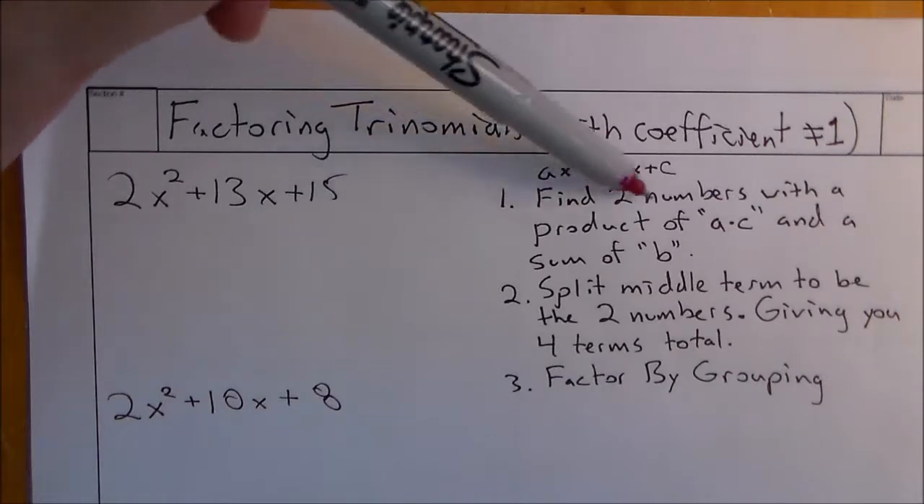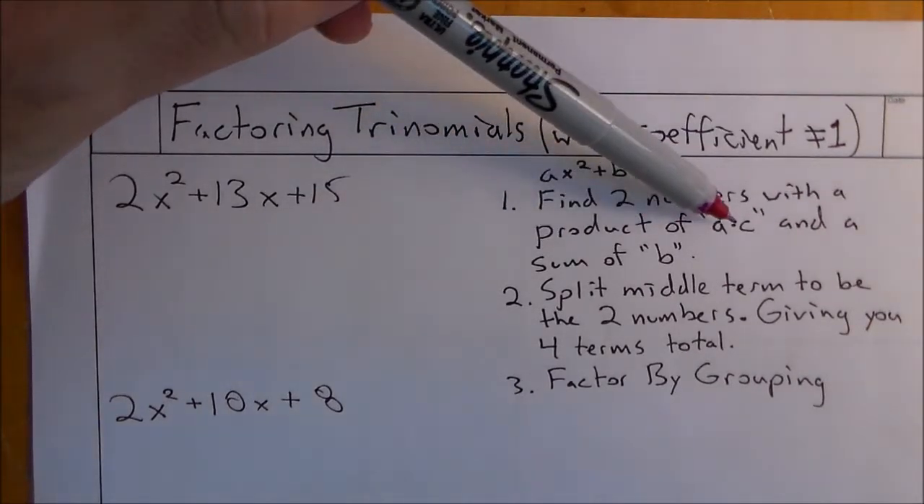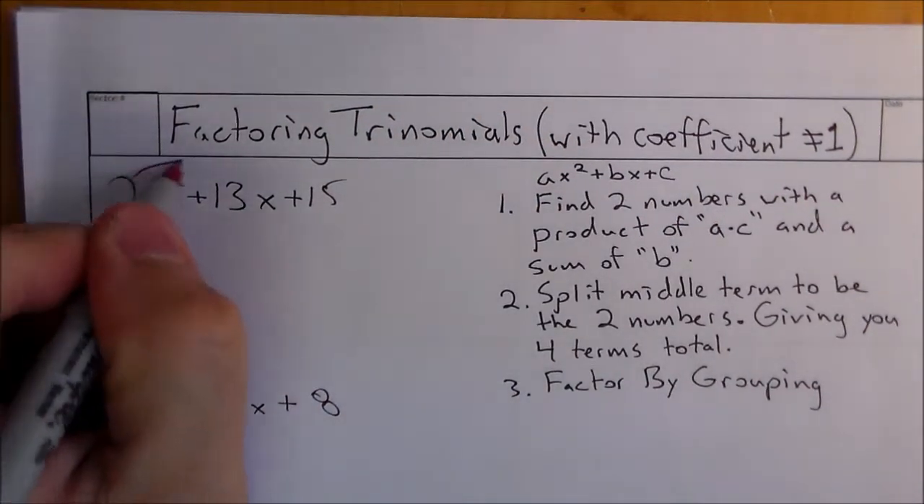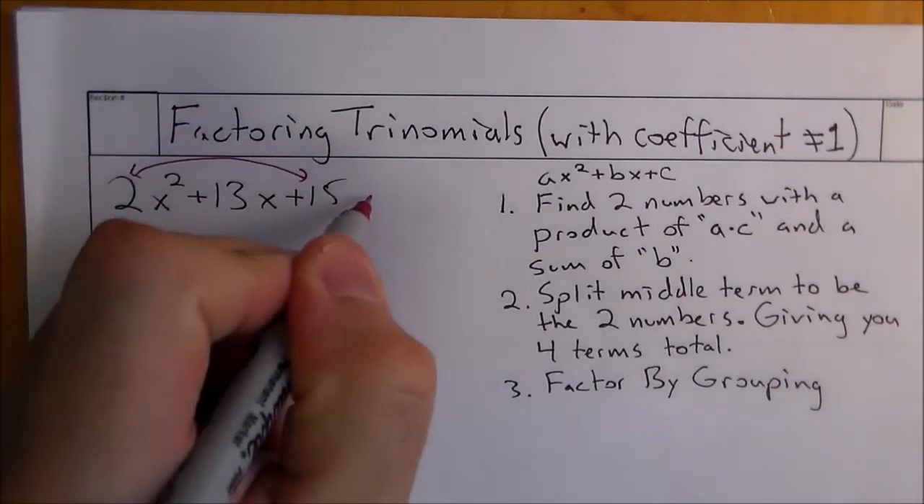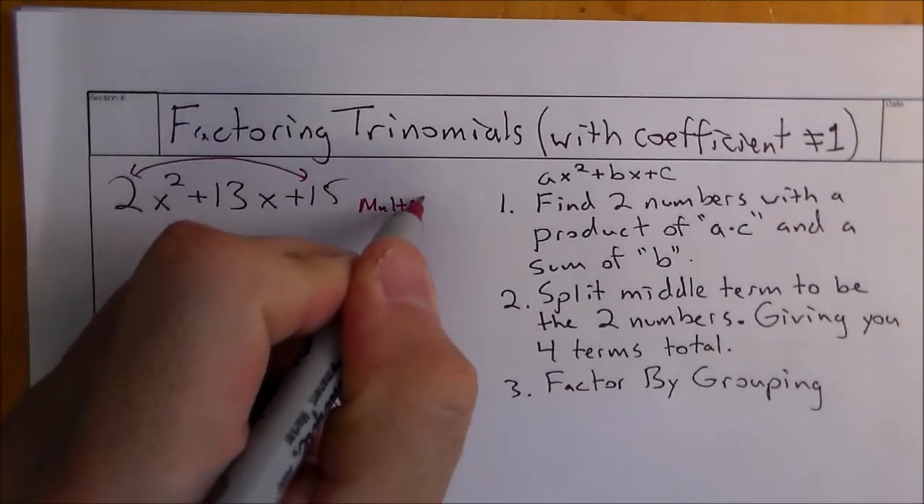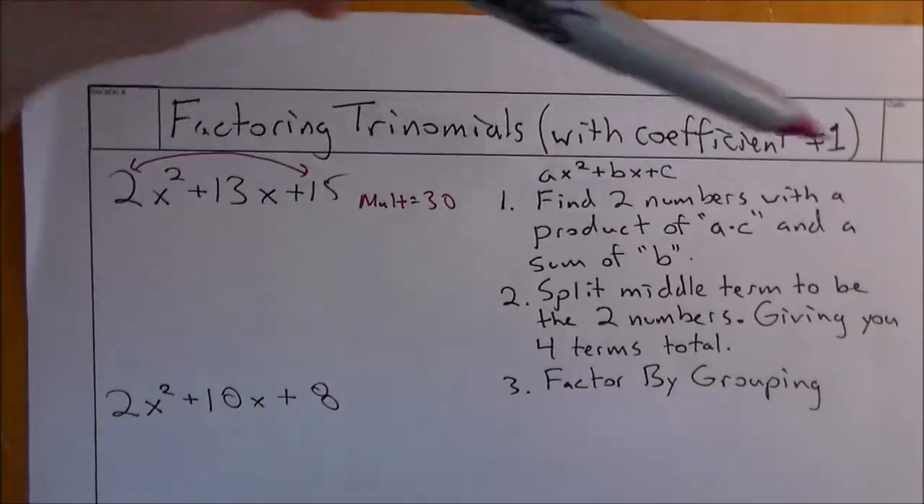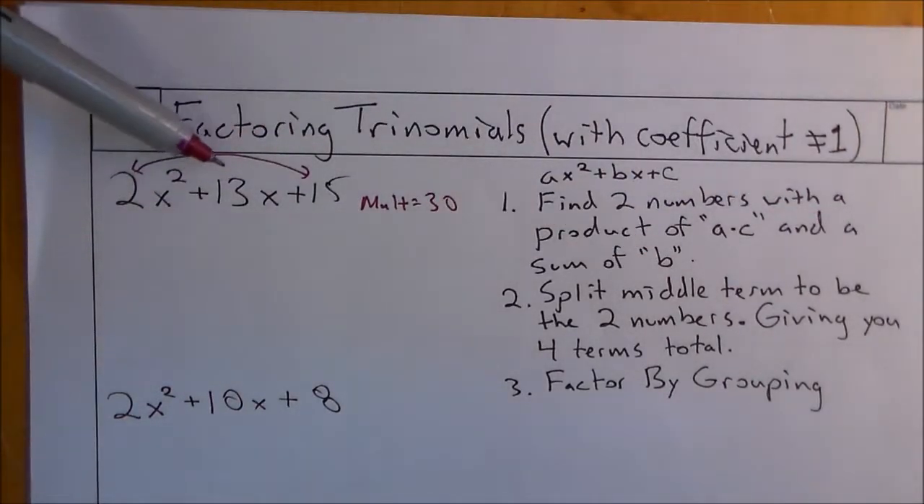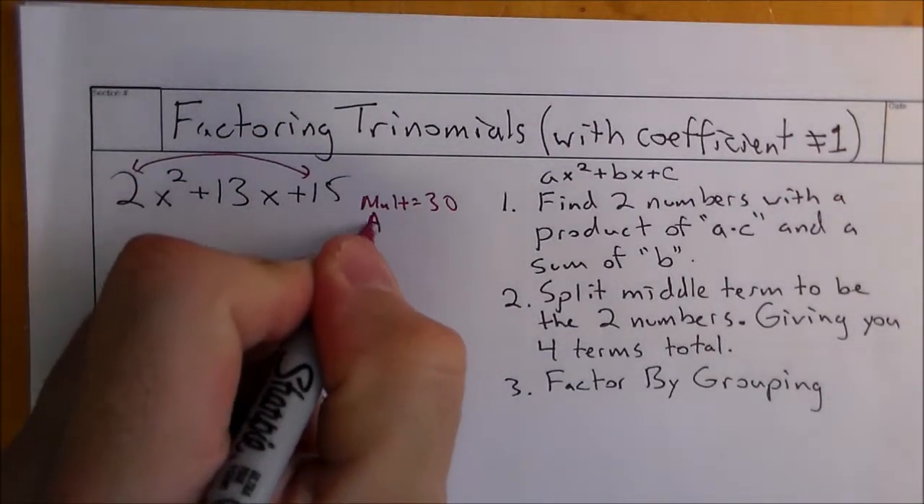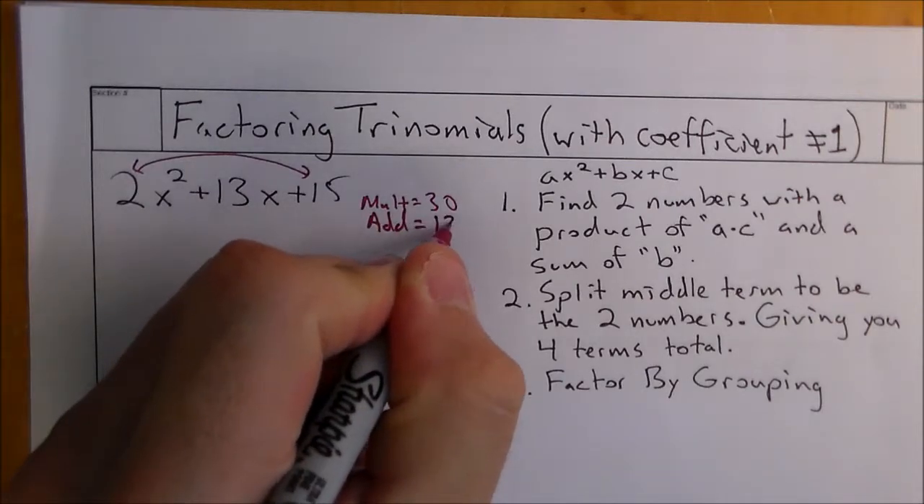First thing we're going to have to do is find two numbers with a product of a times c. And what I mean by that is 2 times 15 gives us 30. So they multiply to give a product of 30, and we want a sum of b. Now b here is 13, so they have to add to be 13.